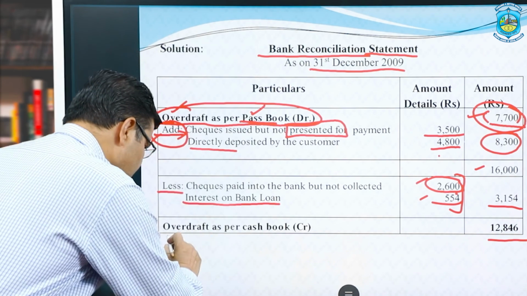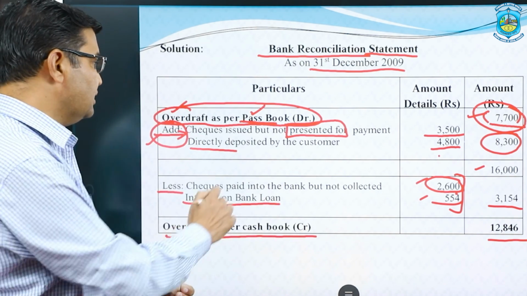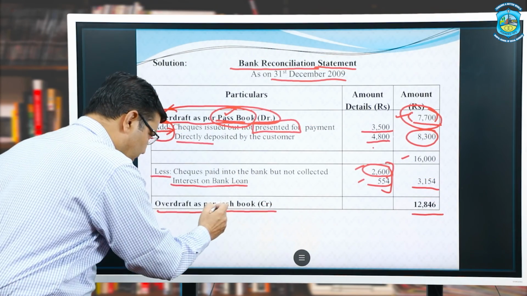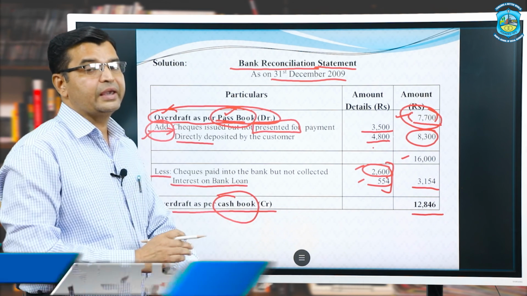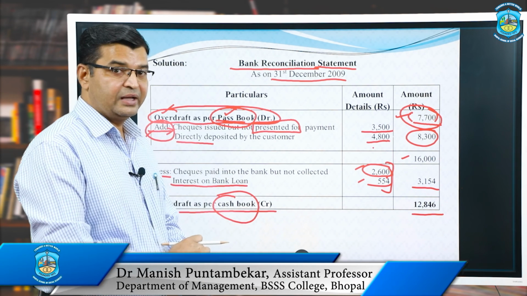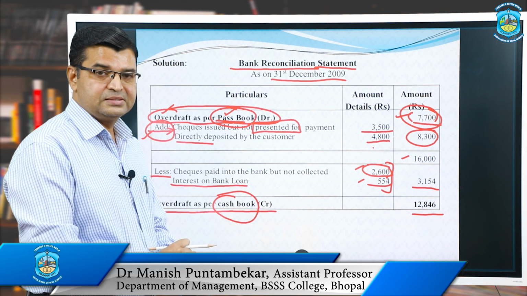Finally we will get here 12,846 rupees, which is overdraft as per cash book. Because earlier overdraft as per passbook was given over here, and now finally our answer shows overdraft as per cash book. So this is the bank reconciliation statement in the case of overdraft balance. Thank you.